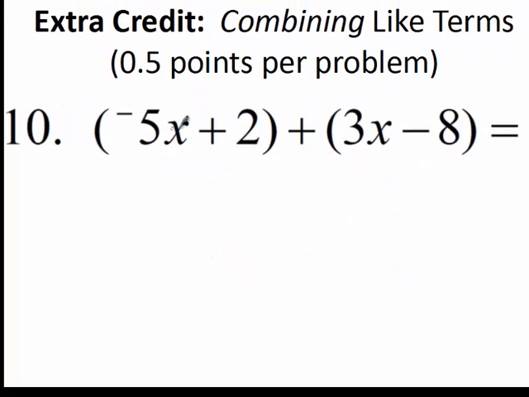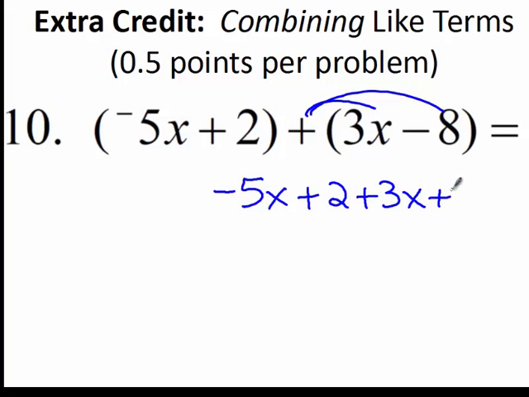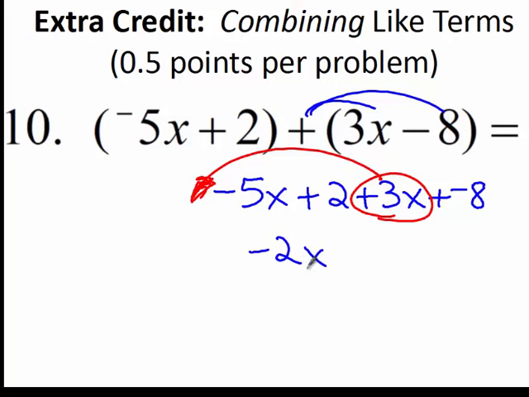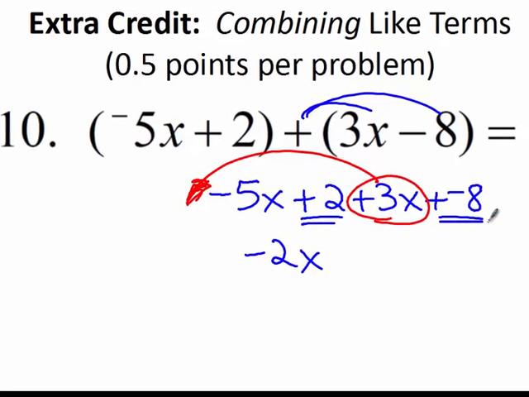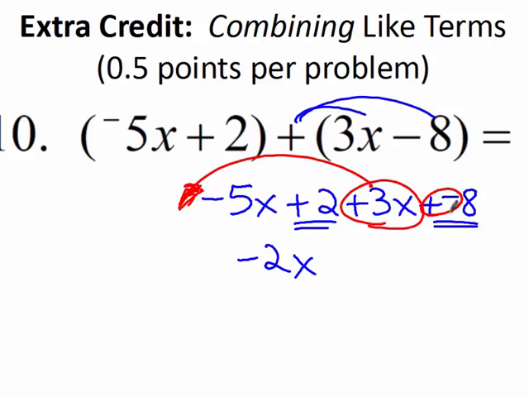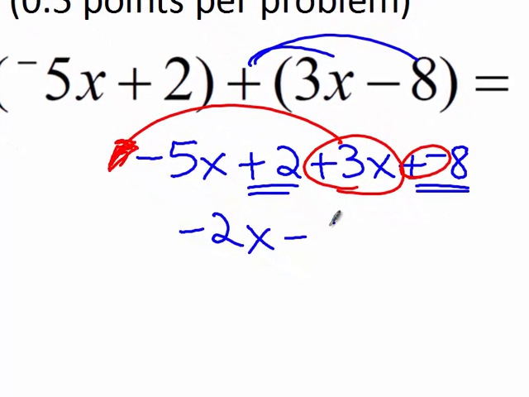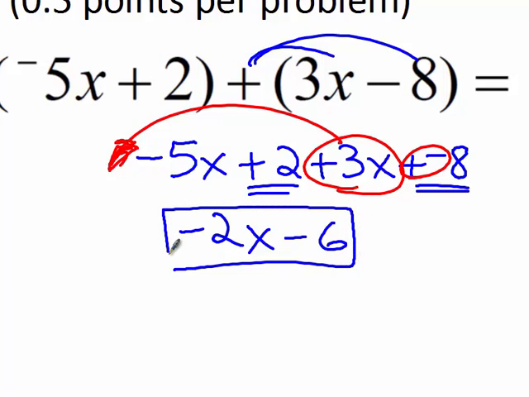Number 10 reads, negative 5x plus 2 plus the quantity 3x minus 8. Once again, we are adding the second quantity to the first quantity. We can rewrite this as negative 5x plus 2 plus 3x plus negative 8. We have 3x minus 5x. 3x minus 5x is a negative 2x. And we have 2 minus 8. 2 minus 8 is a negative 6. The simplified algebraic expression is negative 2x minus 6.